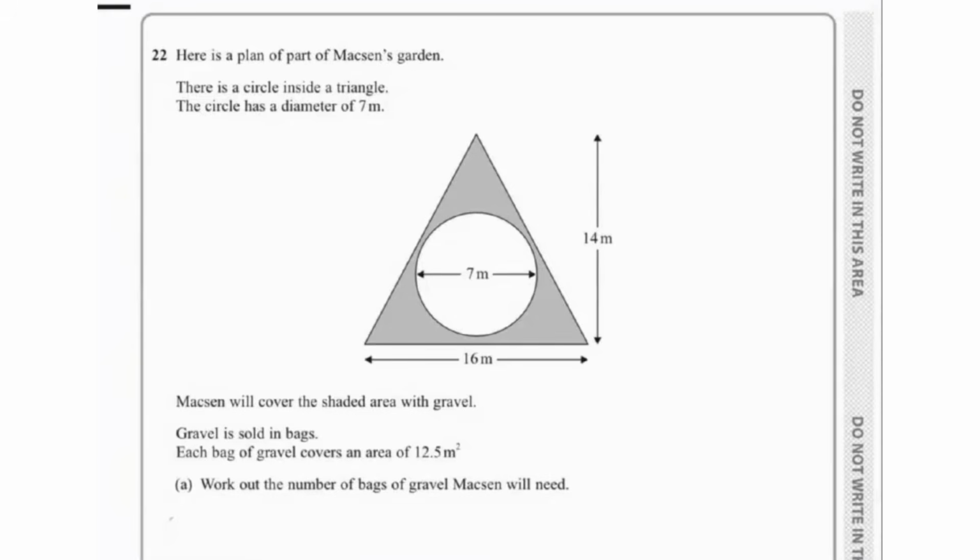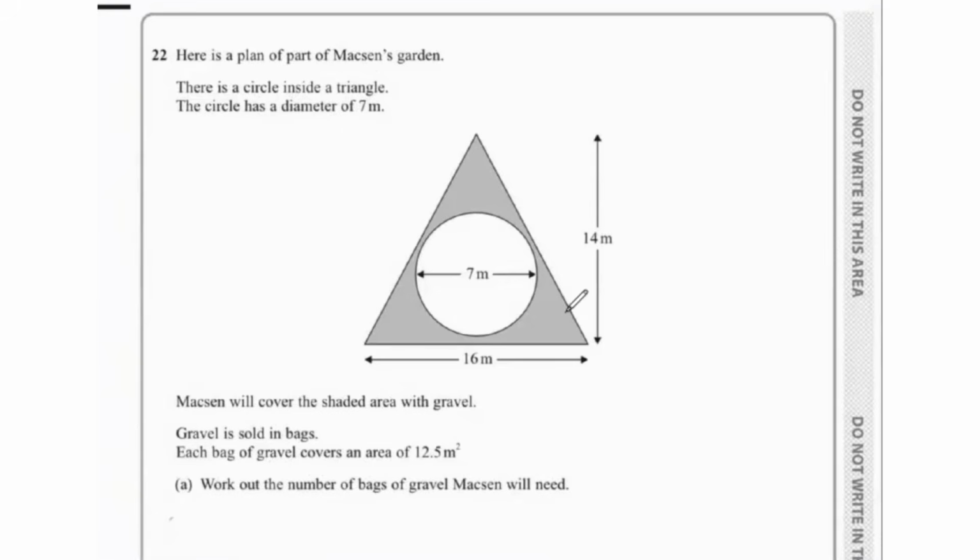Then it says here's a plan of part of Maxon's garden. There's a circle inside a triangle. The circle has a diameter of 7 meters. Maxon will cover the shaded area with gravel. Gravel is sold in bags. Each bag of gravel covers an area of 12.5 meters squared. We have to work out the number of bags of gravel Maxon will need.